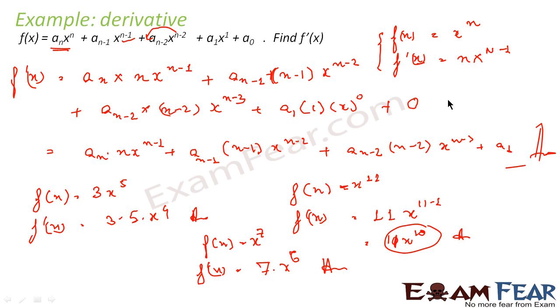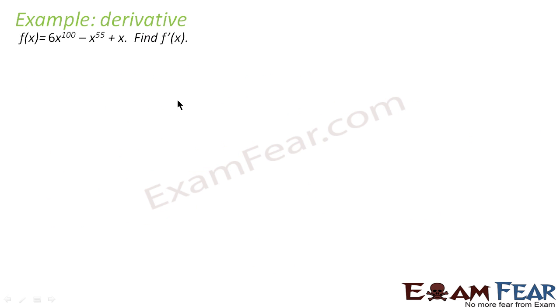F of x is equal to x to the power n. So f dash of x is equal to n x to the power n minus 1. So this was our answer. We will practice this. We'll take one example. F of x is equal to 6 x to the power 100 minus x to the power 55 plus x. We have to find f dash of x. So we can do that.